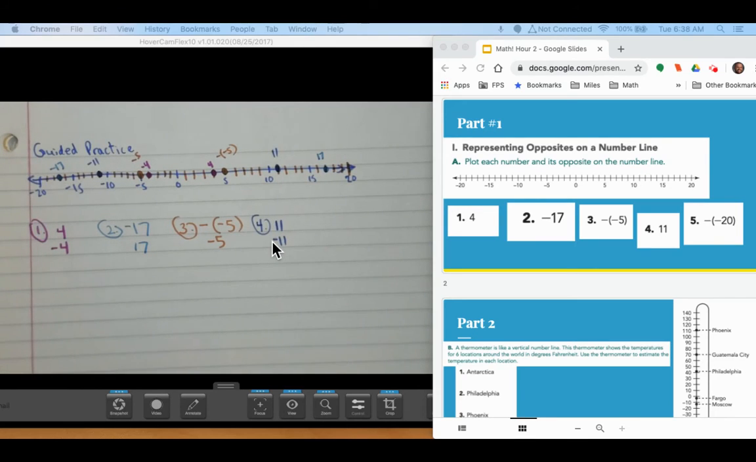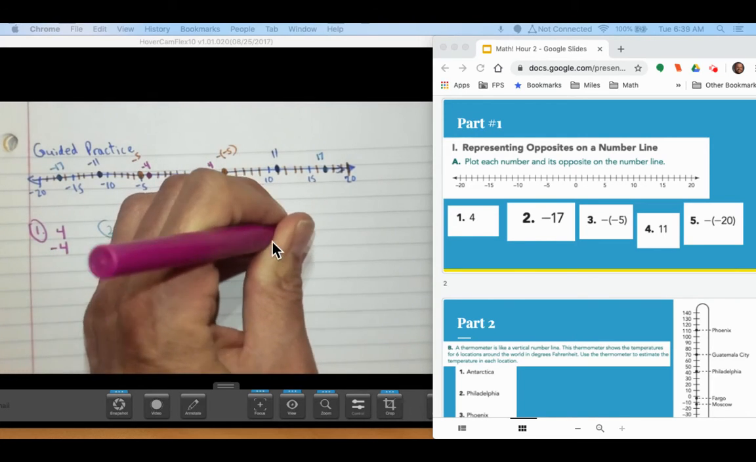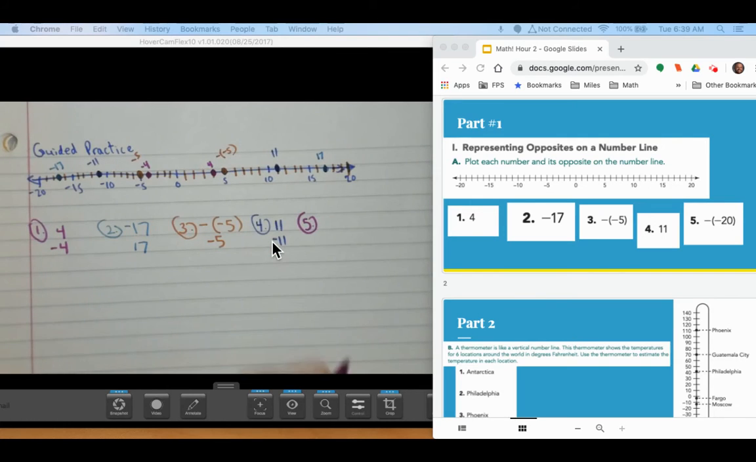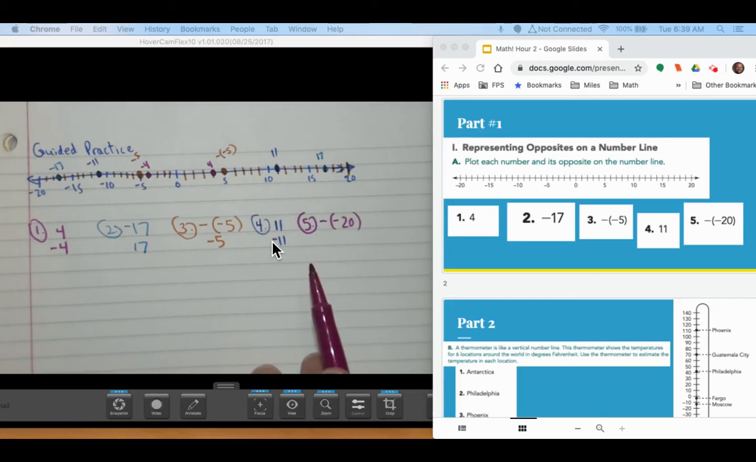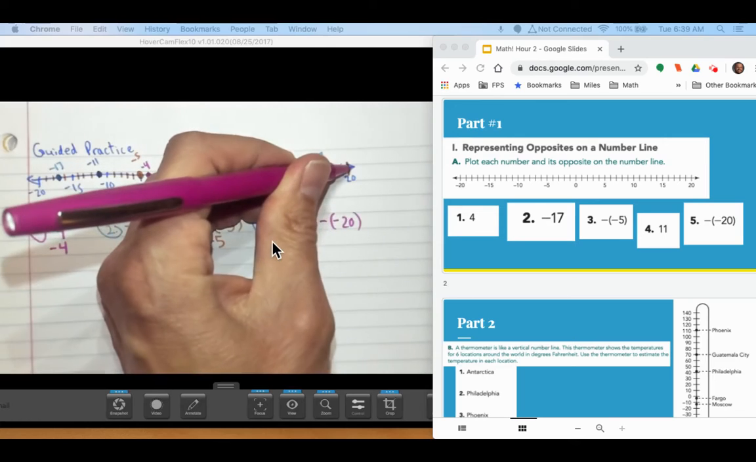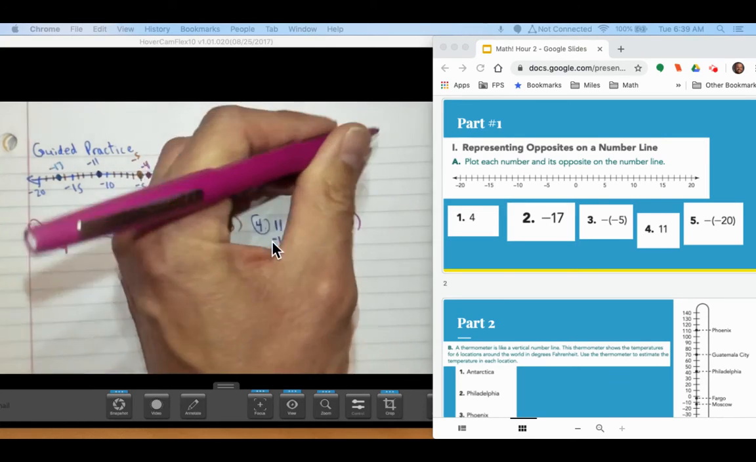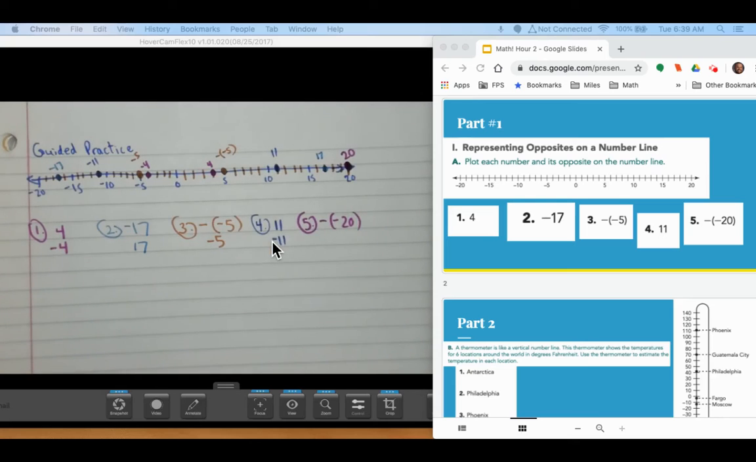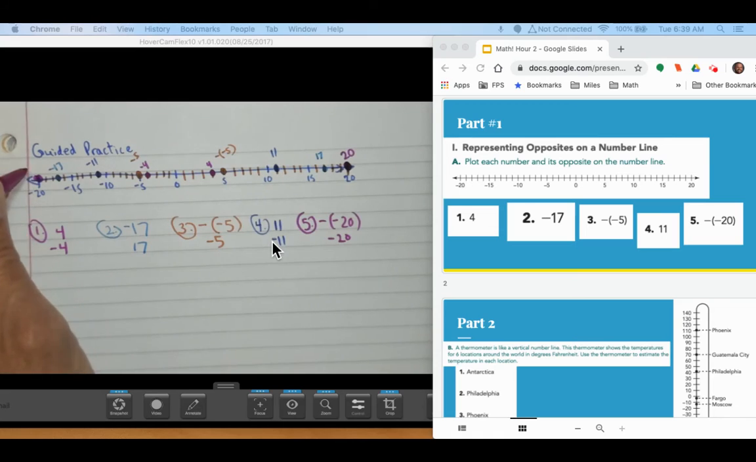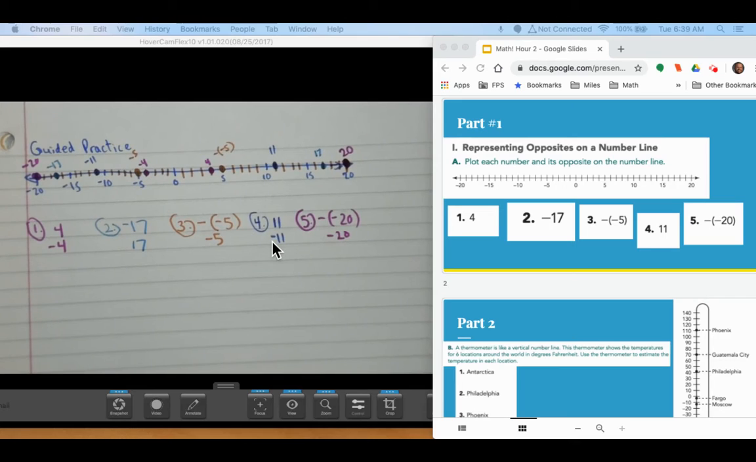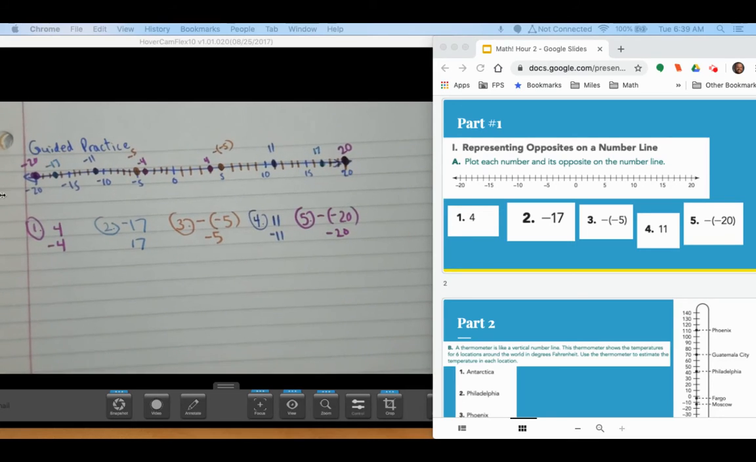Pause it and do number 5. Number 5, the opposite of the opposite of -20. Hopefully you notice that this one is a lot like 3. So if we have -20 and we have the opposite of -20, well, that would be 20. Then the opposite of that would just be -20. So they're trying to mess us up there, okay? And so that was part 1. There are 2 more parts.